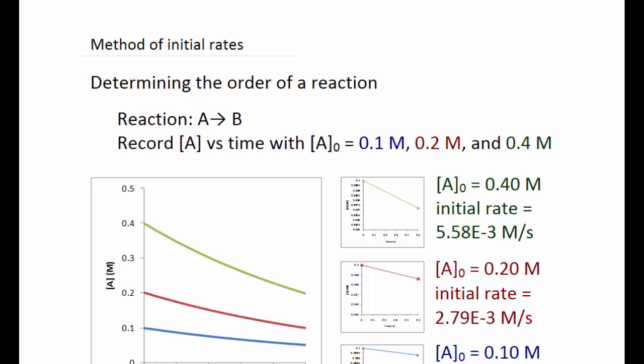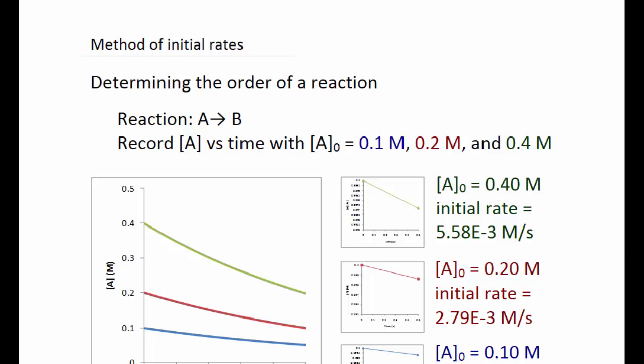It's called the method of initial rates. It is one way of determining the rate law, right? Essentially determining what those orders are. They have to be determined experimentally. There's no way, just looking at an equation, that we can figure out what those orders are. We have to do an experiment to figure out how it works. We'll talk about why that is.